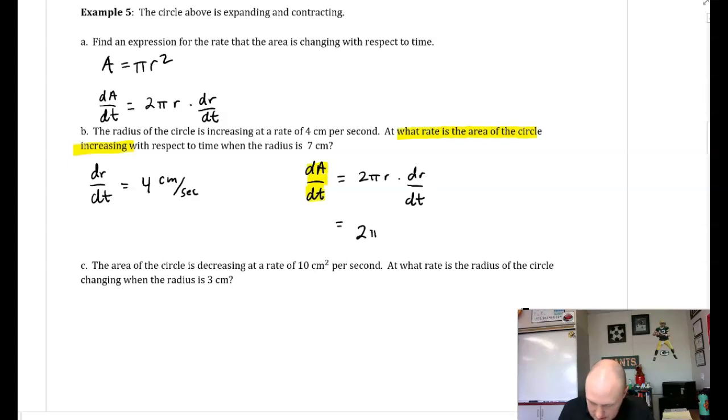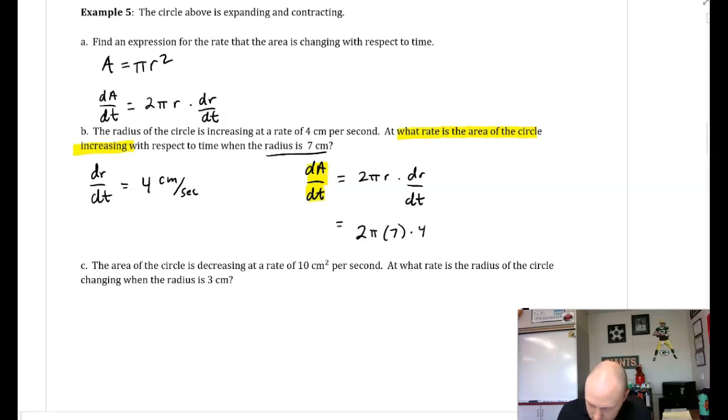So 2 times pi times r. They say when the radius is 7 centimeters. So they finally give me that. So I plug that in when I am evaluating after I have differentiated. So 7 times the derivative of r with respect to t. Well, they gave us that. They told us that the radius is changing at a rate of 4 centimeters per second.